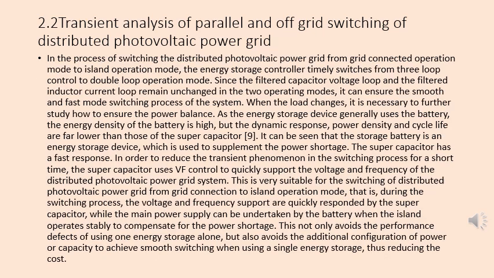In the process of switching the distributed photovoltaic power grid from grid-connected operation mode to island operation mode, the energy storage controller timely switches from three-loop control to double-loop operation mode. Since the filtered capacitor voltage loop and the filtered inductor current loop remain unchanged in the two operating modes, it can ensure the smooth and fast mode switching process of the system. When the load changes, it is necessary to further study how to ensure the power balance.